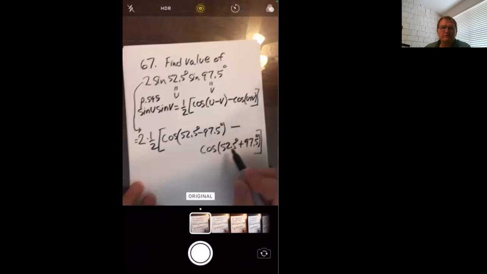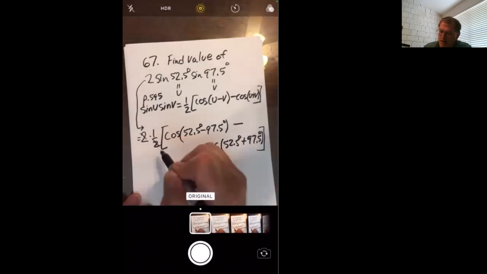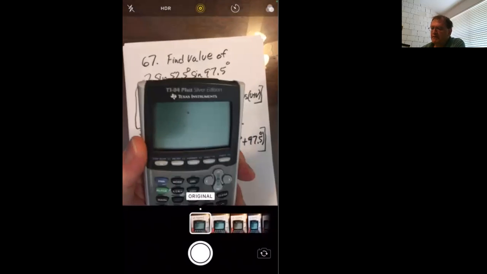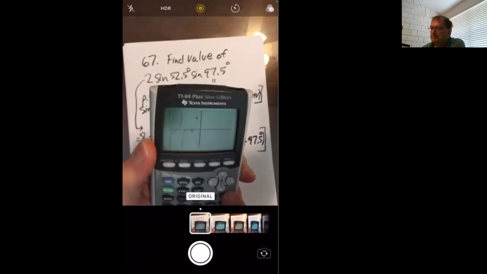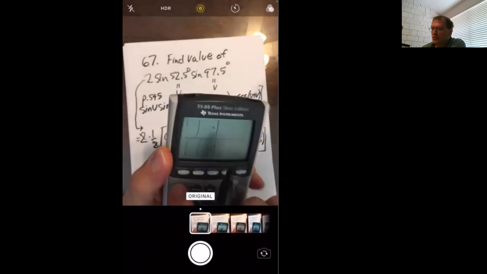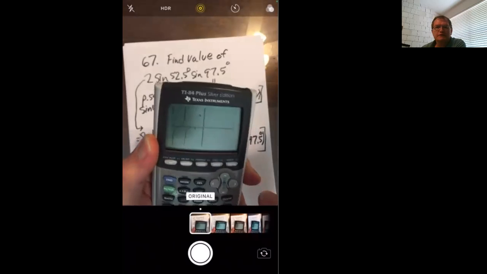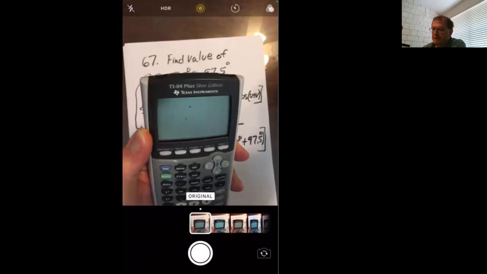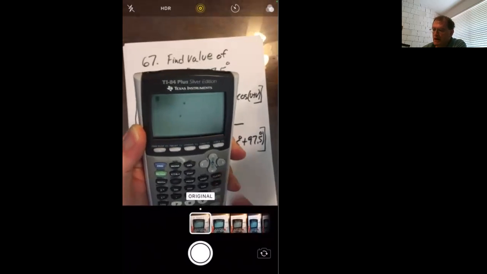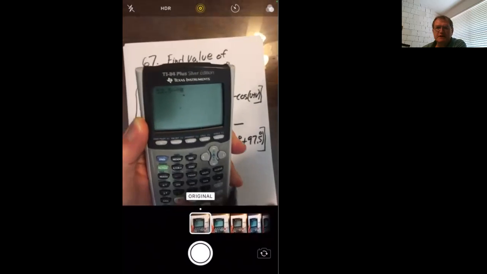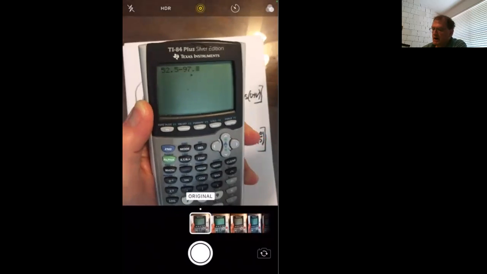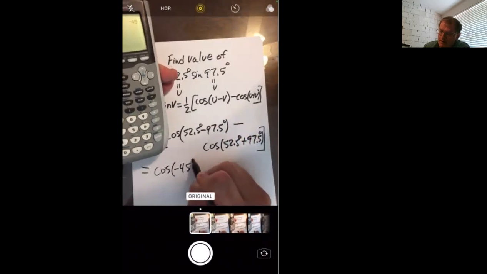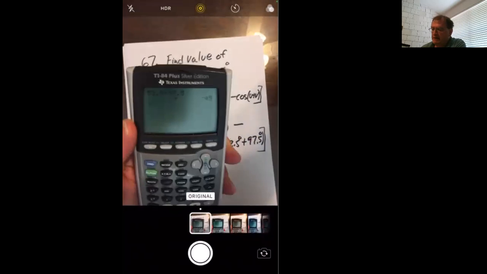I wonder if they've made these come out to circle values. 52.5 minus 97.5. And all of a sudden, my calculator is on the blink. It turns off. Okay. 52.5 minus 97.5. Negative 45. Yep. I wonder if this is 135 then.